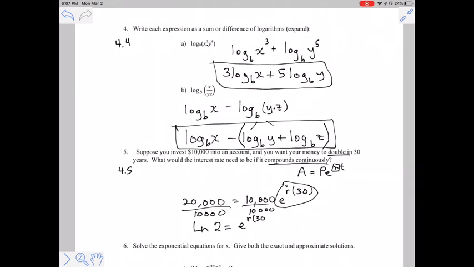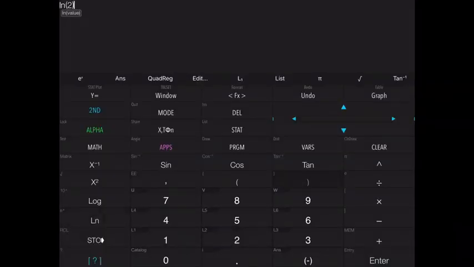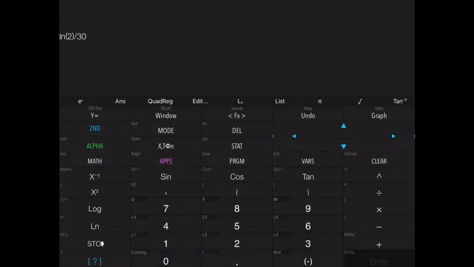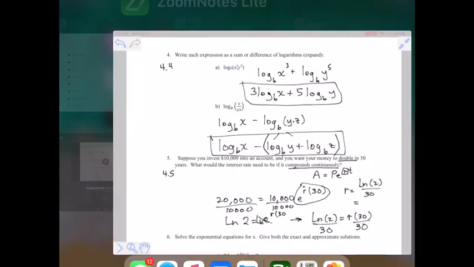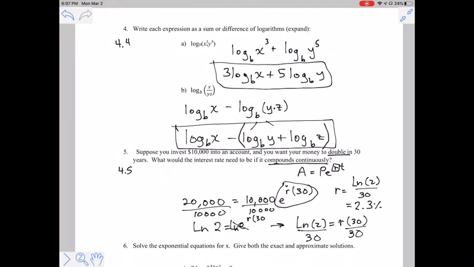Now we use a logarithm to cancel the base here. We're going to use natural log. So natural log of 2 equals r times 30. Now we solve for the variable by, in this case, dividing. So the rate is the natural log of 2 divided by 30. And then calculator, natural log of 2 divided by 30 is 0.023, or 2.3%.